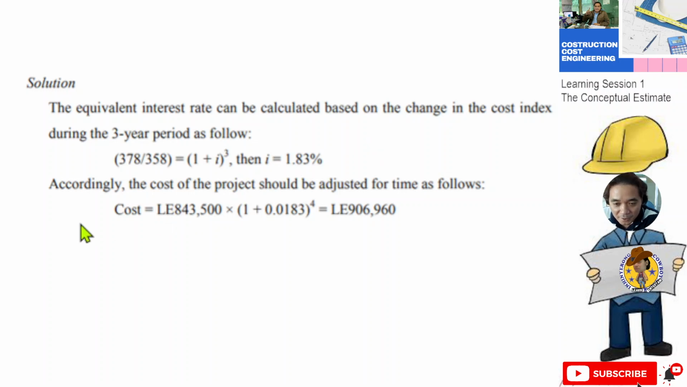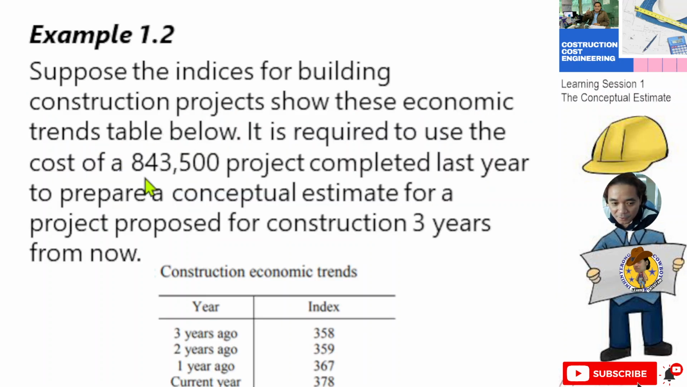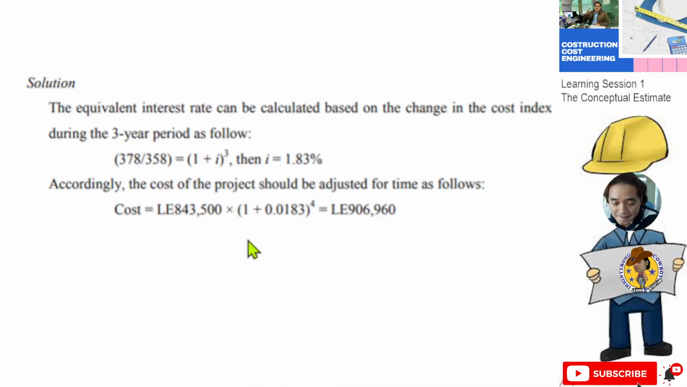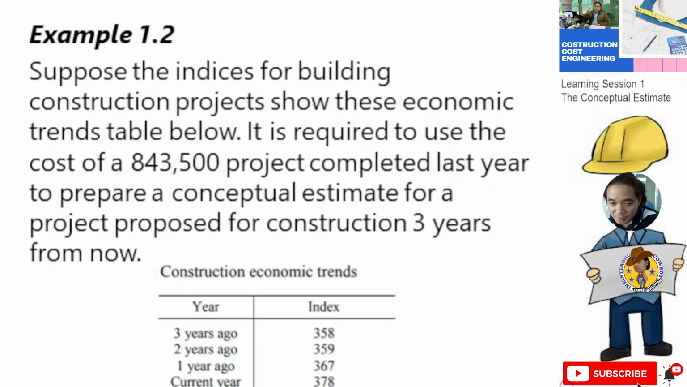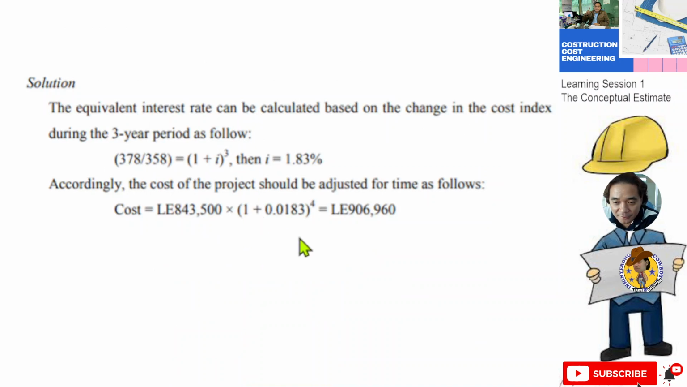Then accordingly, the cost of the project should be adjusted for time as follows. We have 843,500, the cost given in the example. Then you have to use 1 plus 0.0183, to the power of 4. So the answer is 996. This is now the cost of the project, based on the index of the interest.